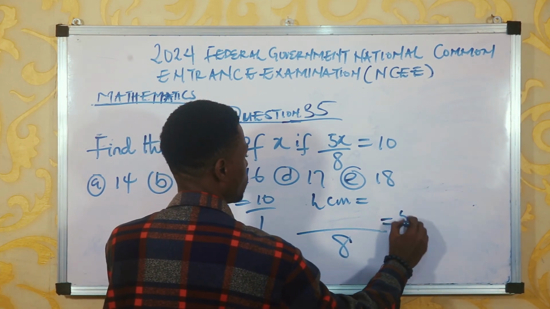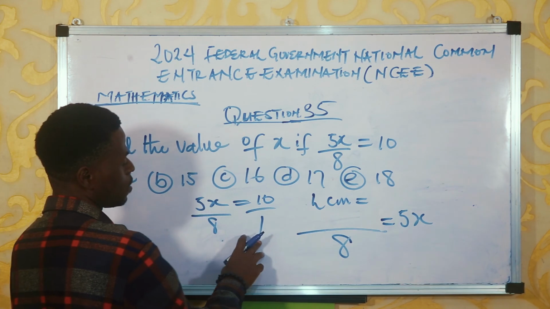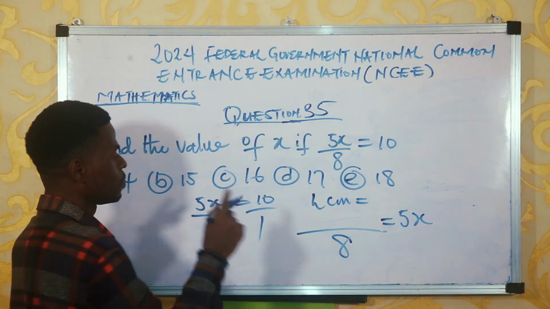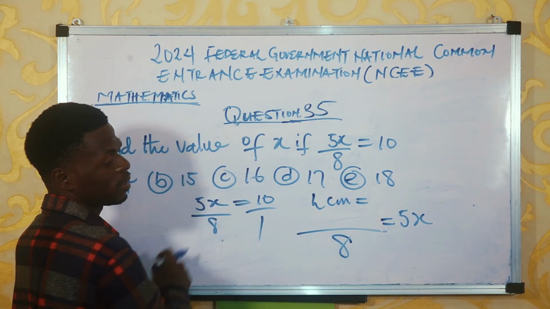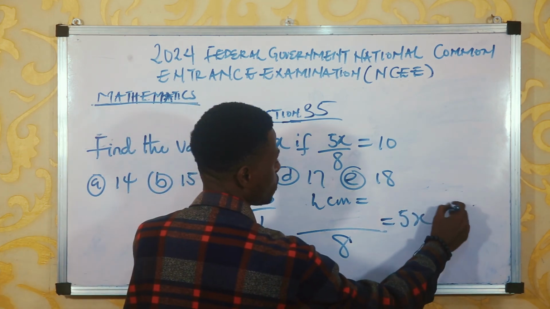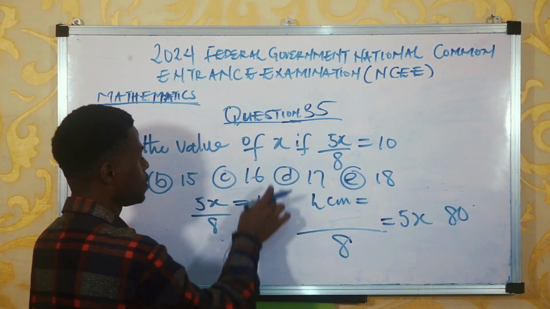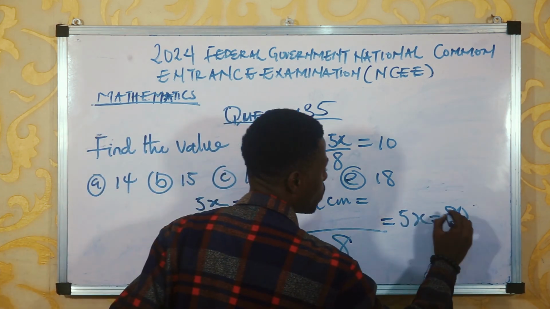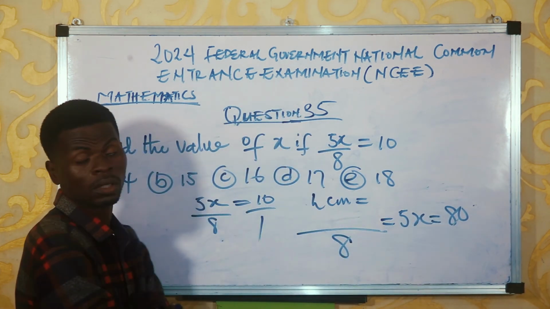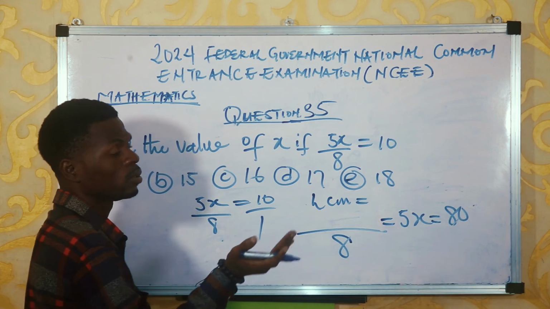5x. That's 5x. Then how many 1 can we see in 8? It is 8. Then 8 times 10 will give us 80. So 1 in 8 is 8, and 8 times 10 gives us 80. So it becomes 5x equal to 80. So what are we going to do?